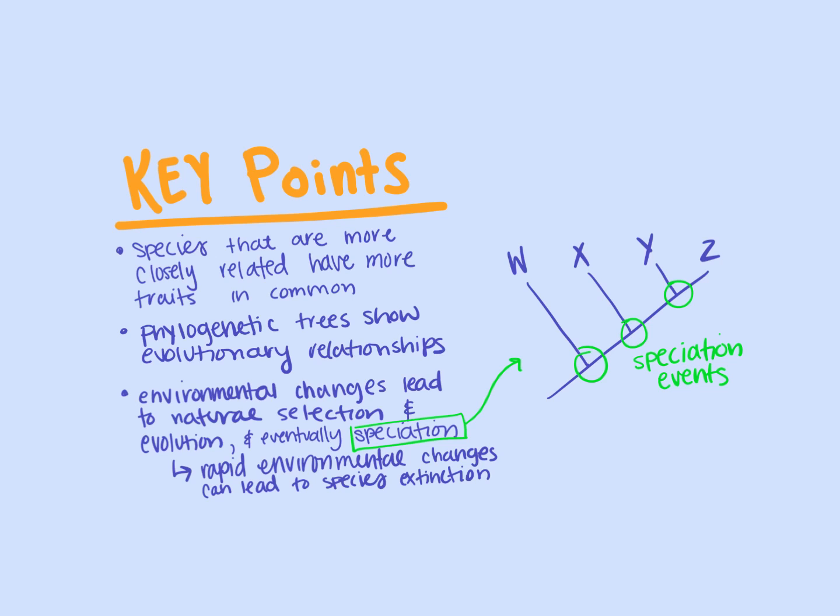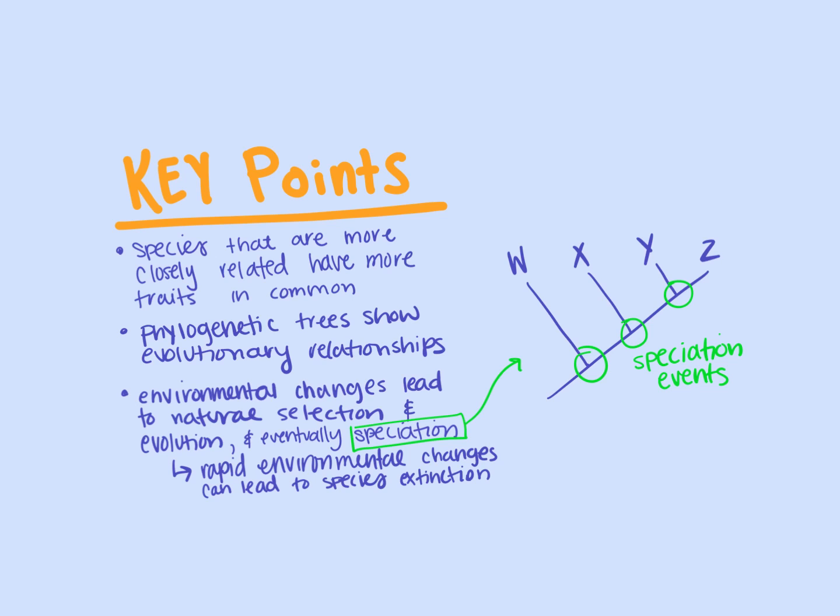All right, so here are the key points that you need to take away from this video. The first is that species that are more closely related have more traits in common, and this is because they share more DNA. The second, phylogenetic trees show evolutionary relationships, so you can think of it as like a family tree, but in biology. And last, environmental changes lead to natural selection and evolution, and eventually speciation.